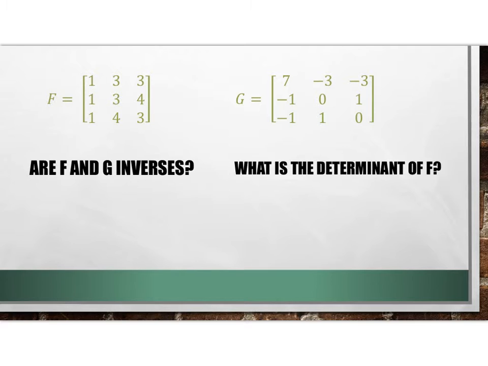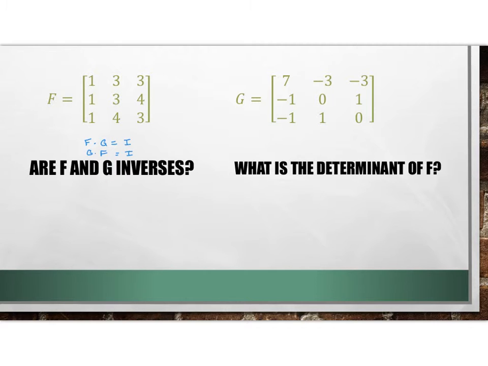Next, I've got two 3 by 3 matrices shown, F and G. First I want you to identify whether or not F and G are inverses. To do this, what I recommend is that you take F and G and multiply the two, and if they are inverses, the answer will be the identity matrix. You also can take G times F, and that also should be the identity matrix. If you get the identity, they're inverses. If you get anything else, they're not inverses.